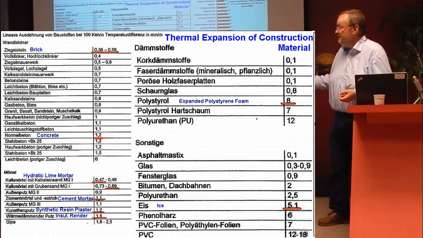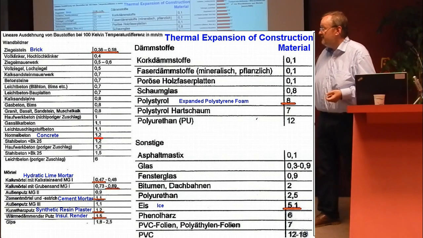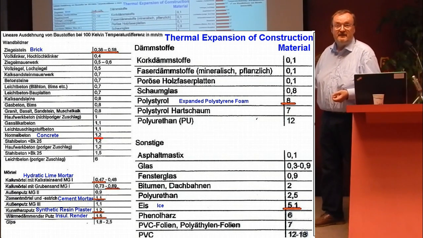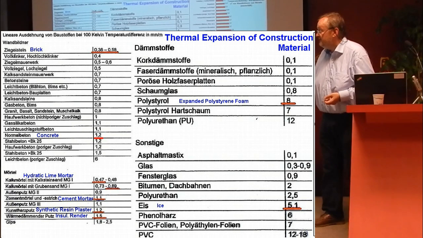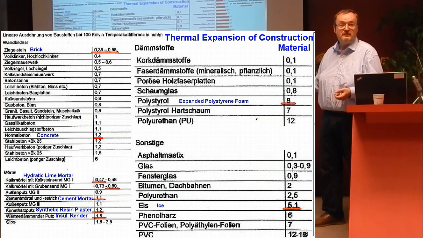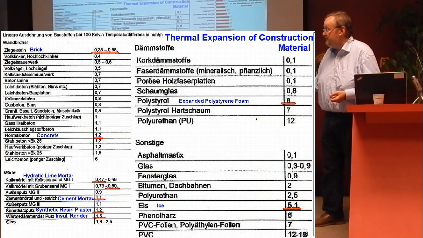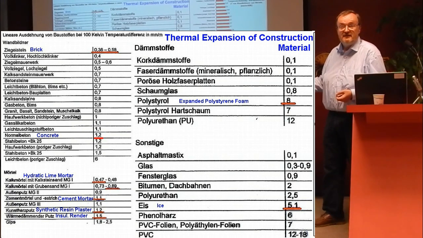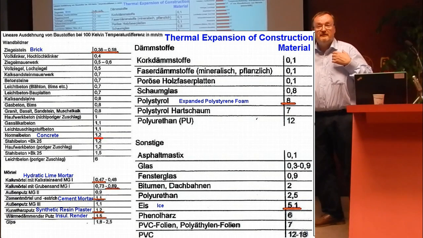And the rendering, here we have lime mortar, it has 0.47 to 0.48. It's in principle exactly the same as a brick. We have natural stone, 0.8. And we have synthetic resin plaster, 1.2. And we have cement mortar, 1.2. And we have other mortars, 1.8. And gypsum mortar, 1.8 to 2.5. That is a big dimension for the facade.